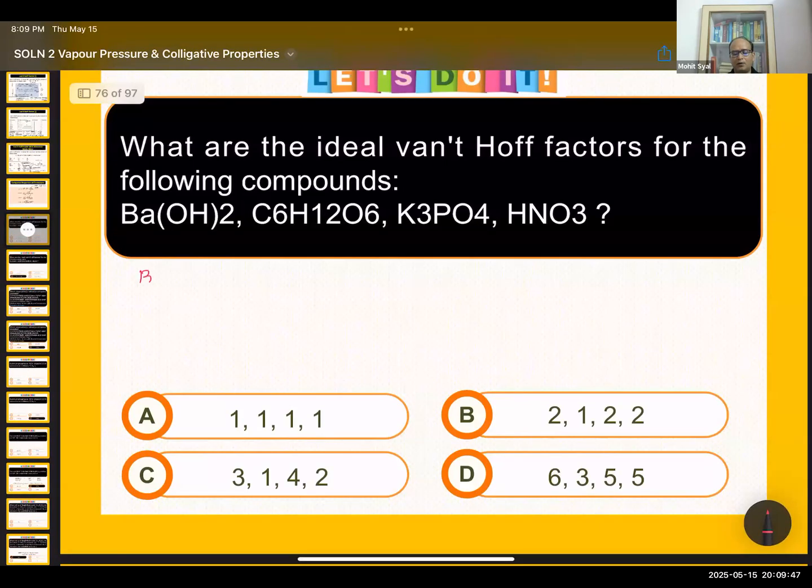I can help you out by writing the formula. Barium hydroxide is a strong base, just like potassium hydroxide dissociates into K plus and OH minus. Barium hydroxide dissociates into barium 2 plus and 2 hydroxide ions. Got it? Similarly, glucose is a covalent molecule. It is not an ionic compound like NaCl or KCl. You know that.